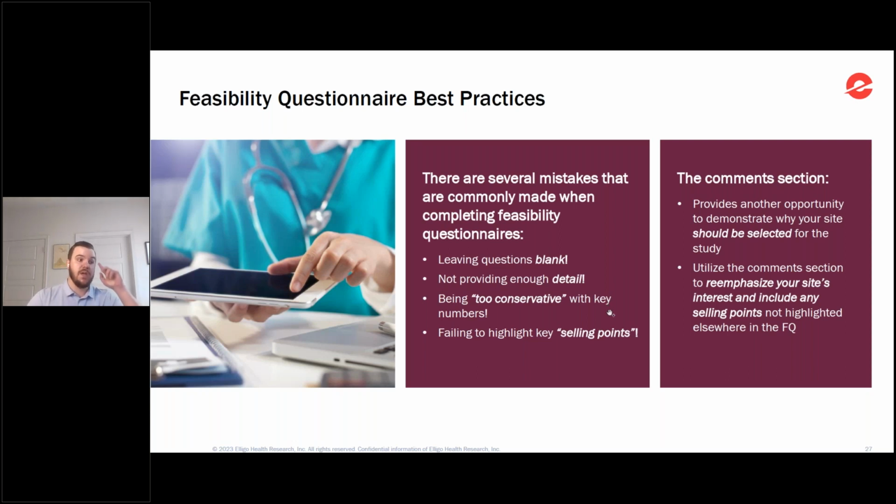And then failing to highlight key selling points. I mean, this is especially something that I would say is highly important when you're applying for your first study in a new indication or therapeutic area, right? Because you don't have the ability to say, hey, we've conducted 10 other studies in this specific patient population. So including information about why your site, right, is going to be a good fit is really important. That could be patient access, that could be clinical experience, it could be a number of different things. And oftentimes, you will want to use the comment section.